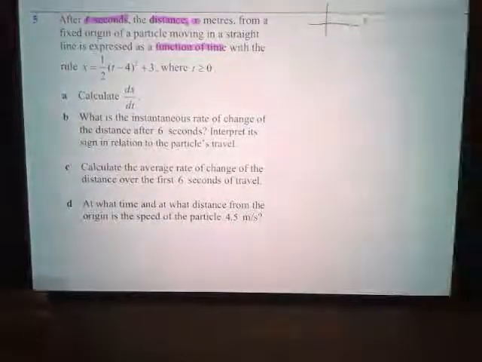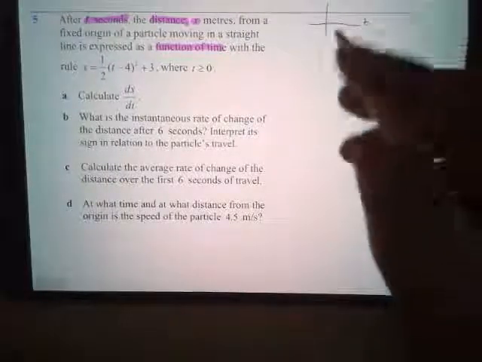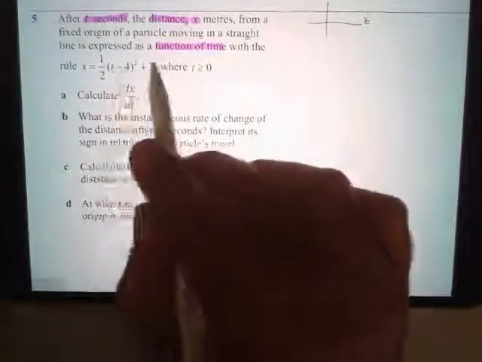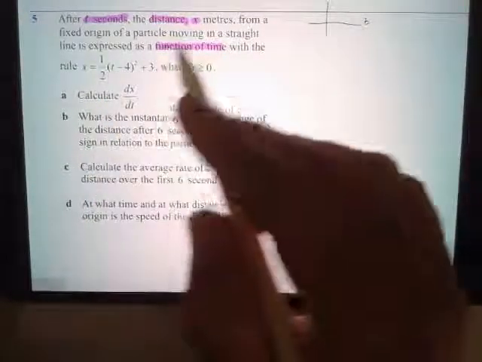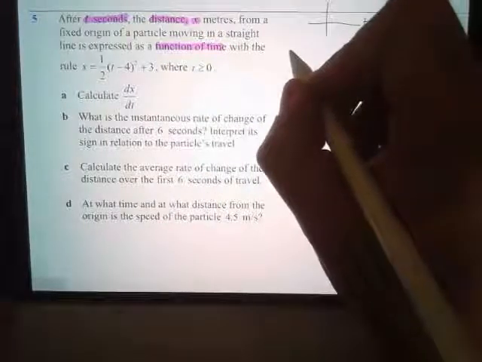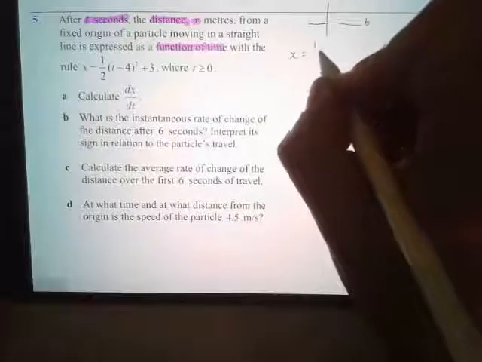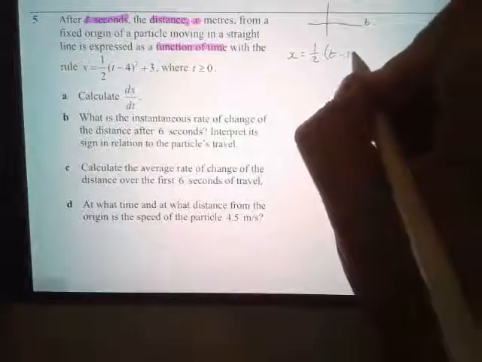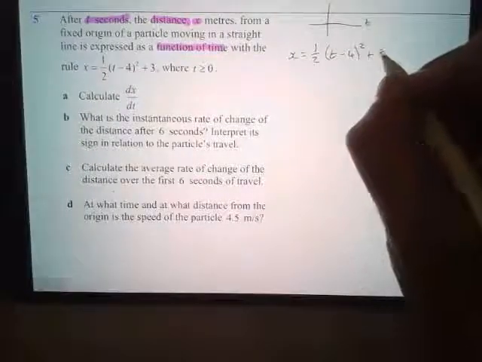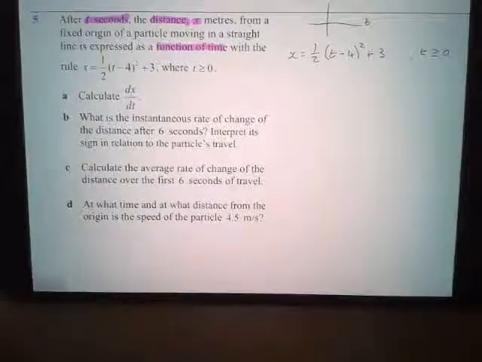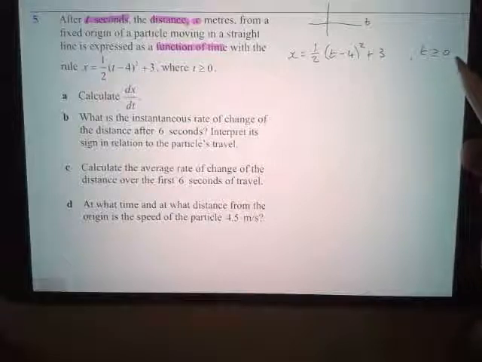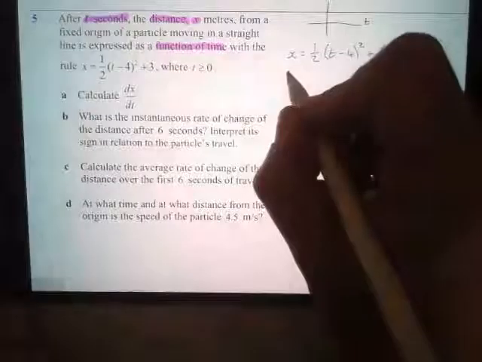Now, if you struggle with your basic rules, then take this and use the distributive law and get rid of your bracket first. If you know what you're doing, we can do the following. I'm going to just quickly say that's a half (t minus 4) squared plus 3, and t is greater than or equal to 0. So what I have is dx dt, that's the derivative.